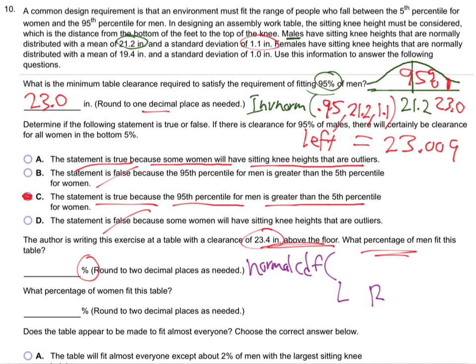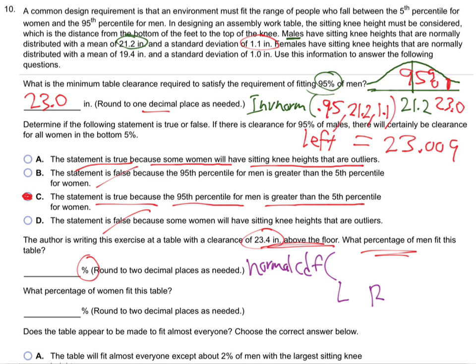When they say the author is writing at a table with 23.4 inches, that means if the author sat down at a desk, just trying to be real with this, he sat down at a desk, his table, and then he measured from the floor up to the tabletop. It was 23.4 inches. And the question is, what percentage of men fit this table?